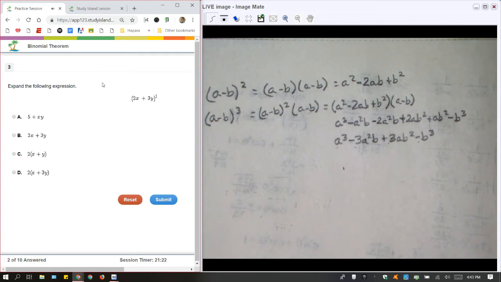Okay, next one. Expand the following expression: 2x plus 3y to the first power. Anything to the first power just stays the exact same, so it's 2x plus 3y. There's not a lot of thinking to be done there.